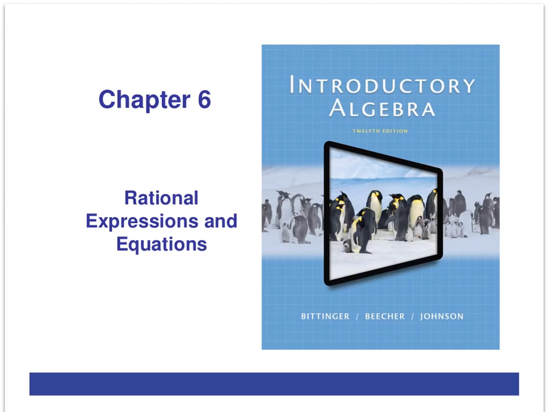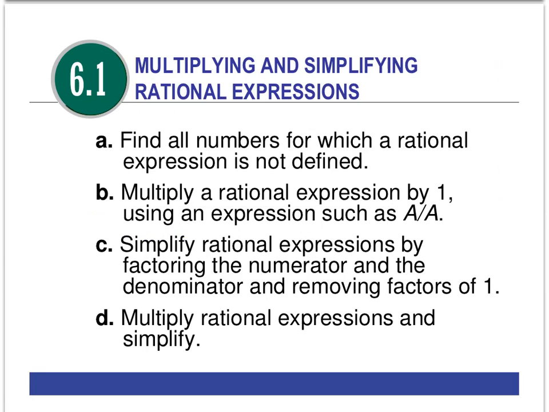Okay, we're going to start Chapter 6, Rational Expressions and Equations. We're going to start with multiplying and simplifying rational expressions. We're going to find all numbers for which a rational expression is not defined. We're going to multiply a rational expression by 1 using an expression such as a over a. We're going to simplify rational expressions by factoring the numerator and the denominator and removing factors of 1. We're going to multiply rational expressions and then simplify.